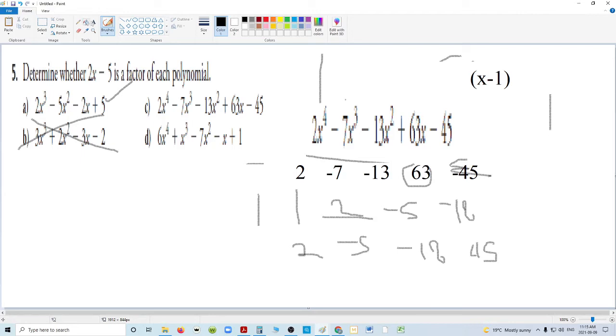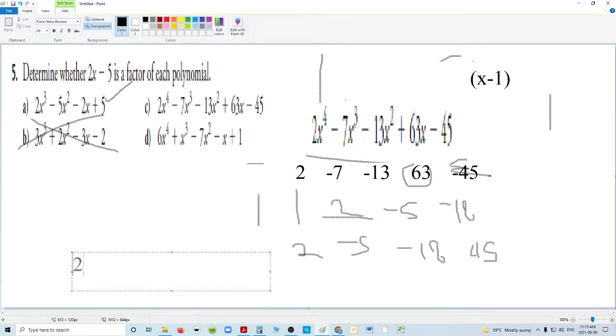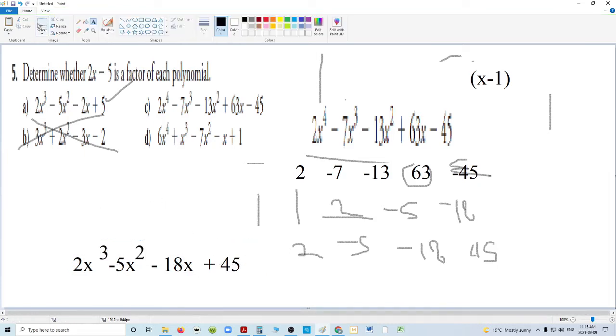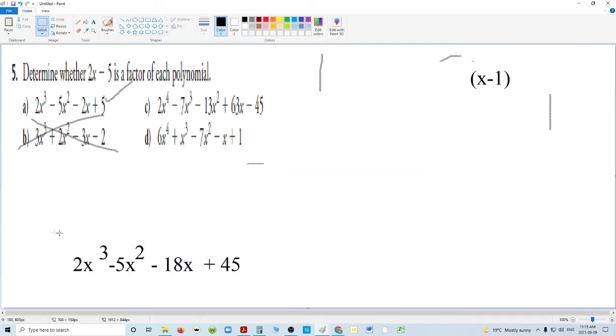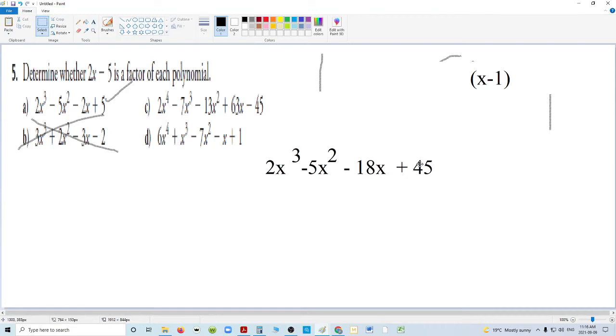So here's my next phase. I've got 2x cubed minus 5x squared minus 18x plus 45, right? And this last one's an x. So I got cubed and squared. So that's what happens when I factor x minus 1 out of it. The next question is, can I figure out a factor here?